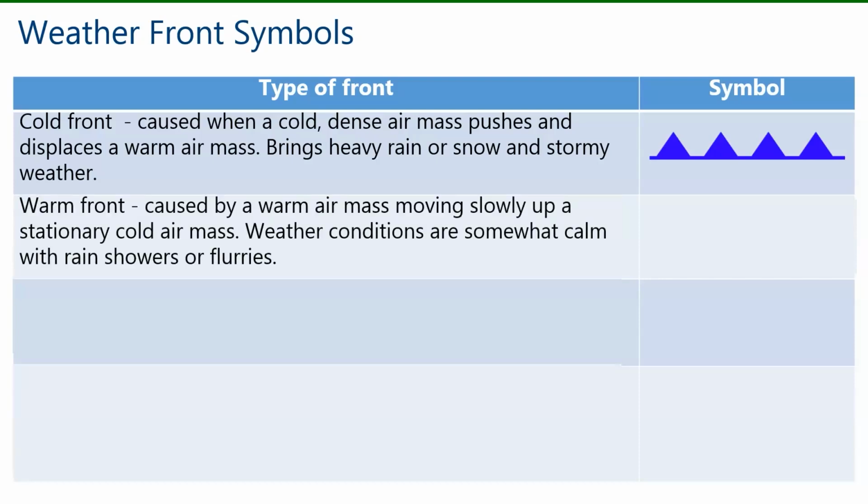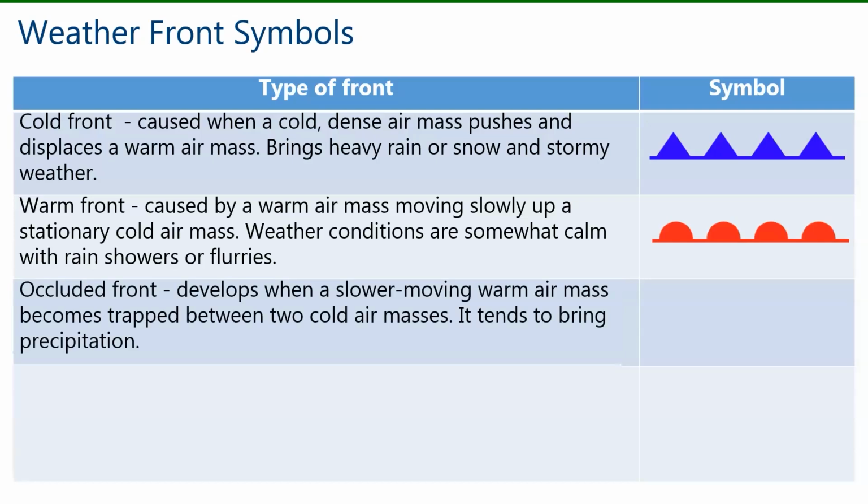A warm front is caused by a warm air mass moving slowly up a stationary cold air mass. Weather conditions are somewhat calm, with rain showers or flurries. And a warm front symbol on a weather map looks like this.